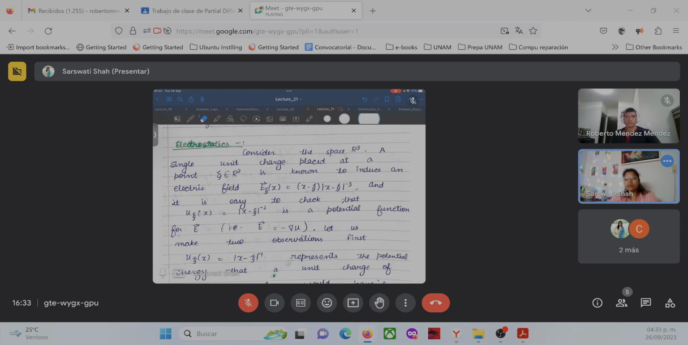Student: We have to check that the gradient of the U you gave us is E, right? Exactly, you have to do that. Let me tell you very clearly, I haven't checked it, because I am trusting you that you will be able to do it.